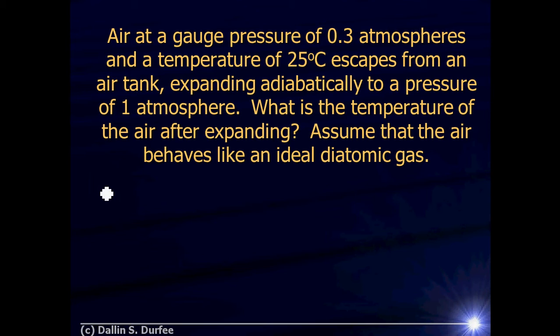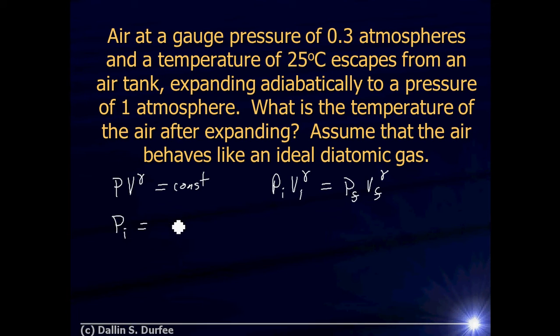Okay, so this is adiabatic expansion, right? And we've got our equation, PV to the gamma is a constant. What that means is if I measure P times V to the gamma at some initial point and at some final point, it will be the same at the initial and the final. Are we given an initial pressure? Yes, it is 0.3 atmospheres, but that's a gauge pressure, so the absolute pressure is going to be 1.3 atmospheres. Do we know what the final pressure is? Yes, the final pressure is going to be 1 atmosphere.